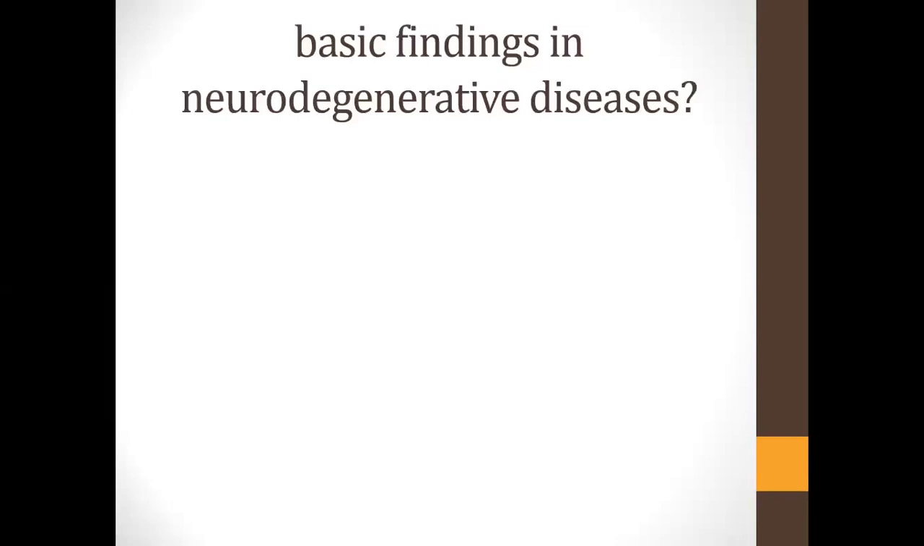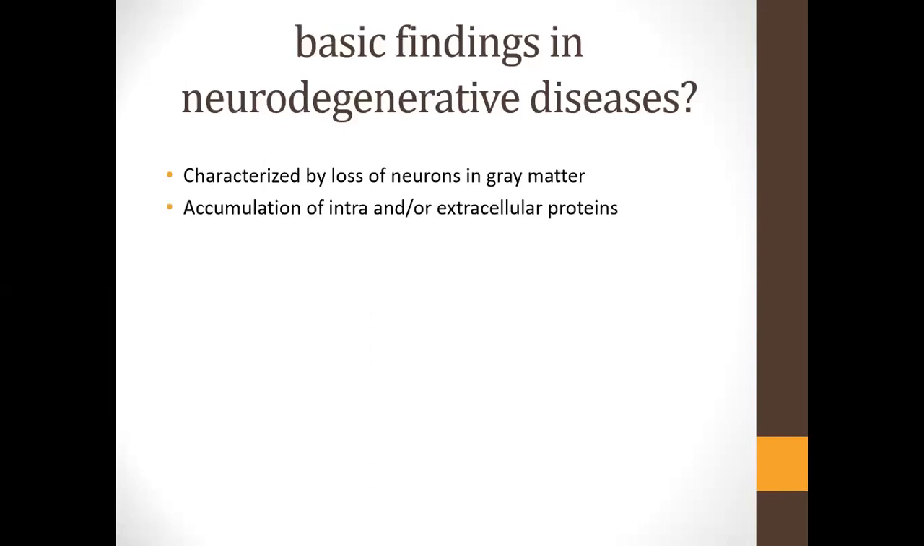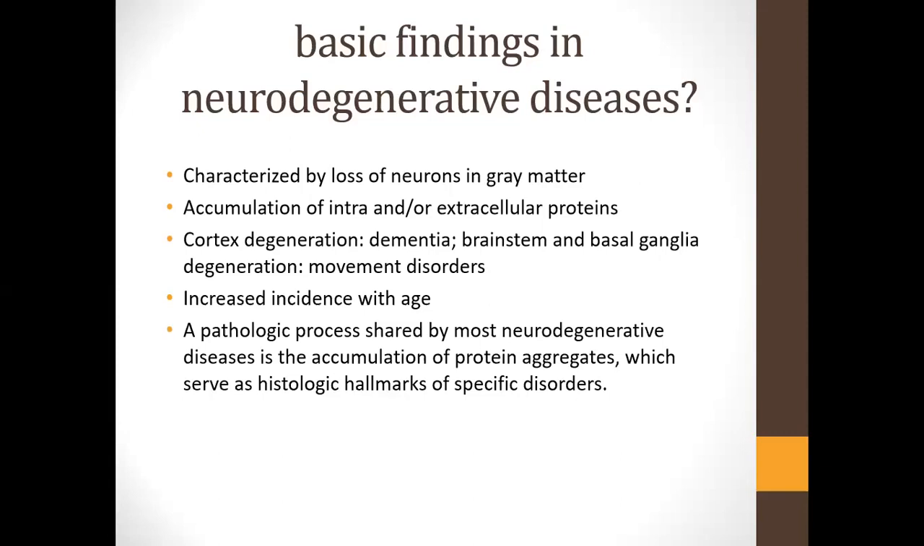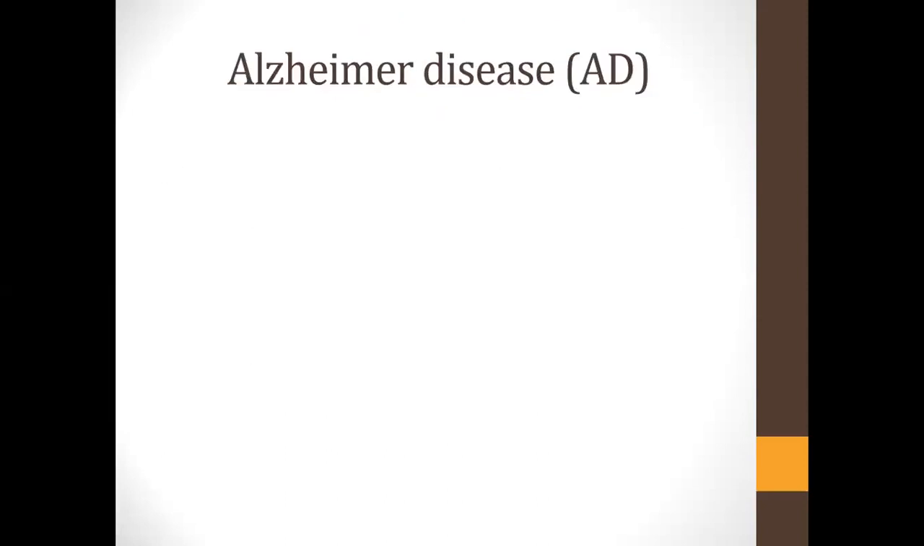So, what are the basic findings in neurodegenerative diseases? They are characterized by loss of neurons in gray matter. There will be accumulation of intra or extracellular proteins. If there is cortex degeneration, the patient will present with dementia. If the brainstem and basal ganglia are involved, then the patient will have movement disorders. And the incidence increases with age. The most common denominator among these diseases is the accumulation of protein aggregates, which serve as histologic hallmarks of specific disorders. So let's talk about Alzheimer's disease.